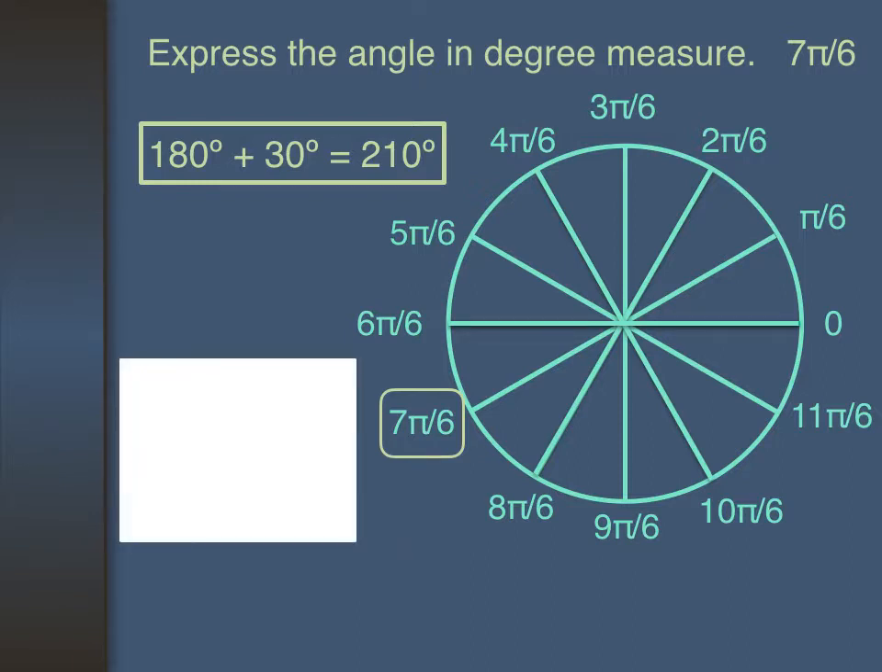But you could also take your 7 pi over 6 and multiply it by a conversion factor. This time you want pi in the denominator to cancel out. We're going to cross cancel between the 6 and the 180. Let's divide both numbers by 6. Let's cancel out our pi's. Let's multiply straight across and we get 210 degrees.